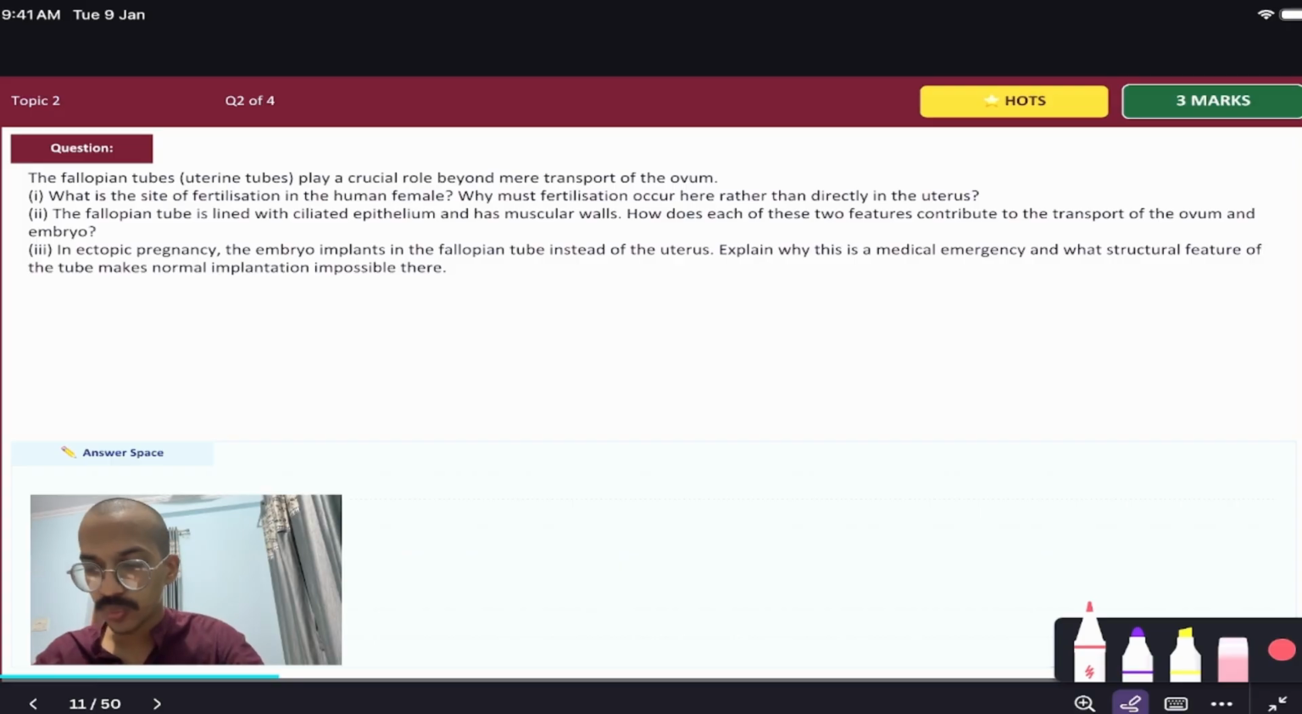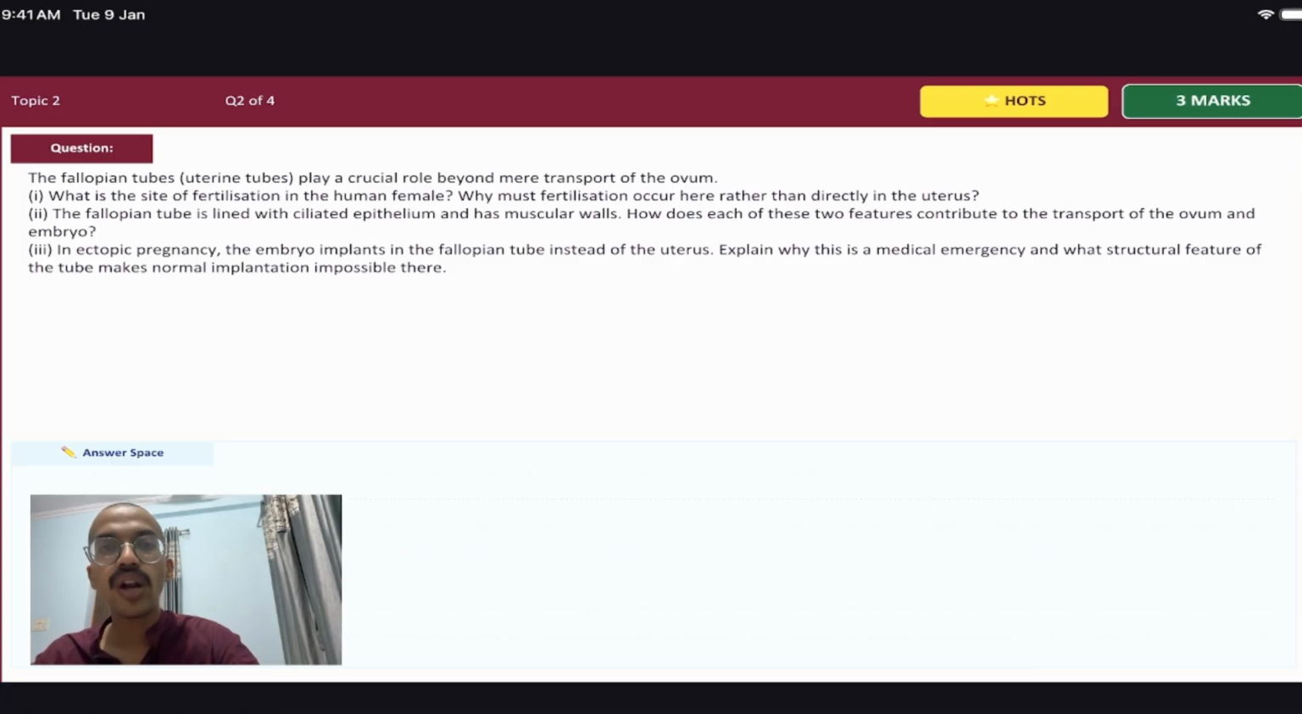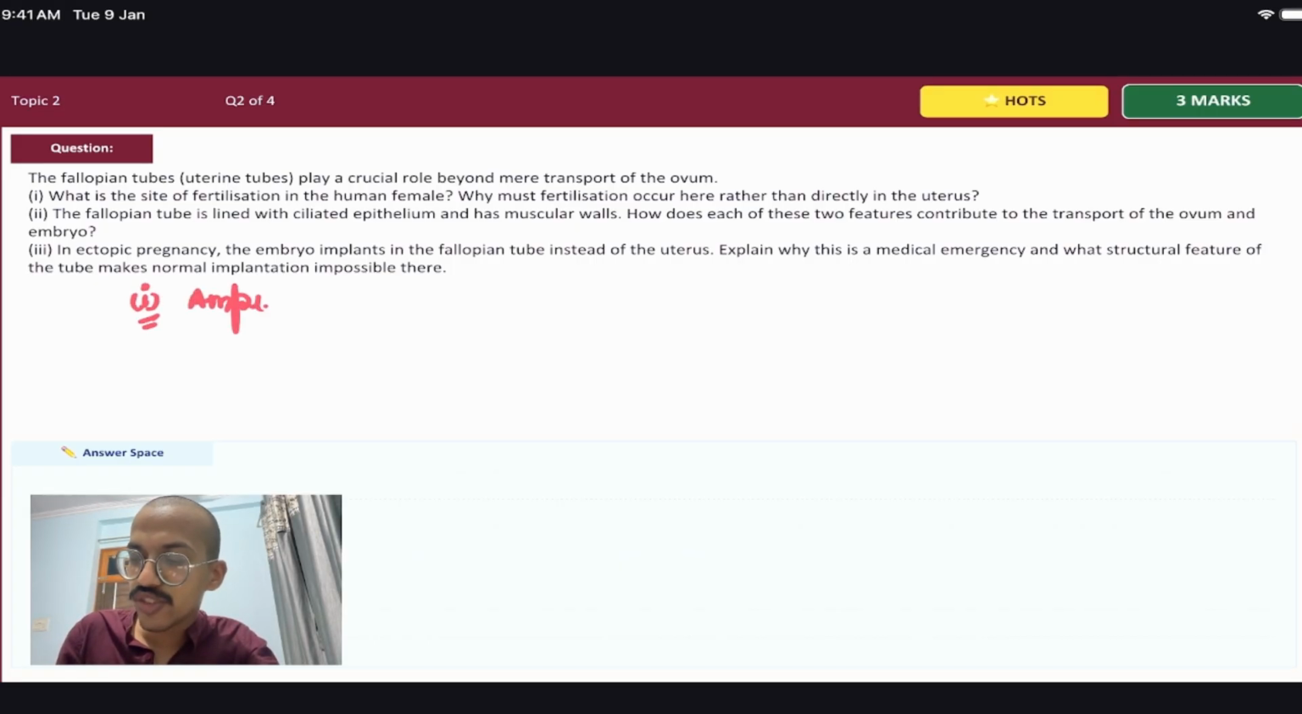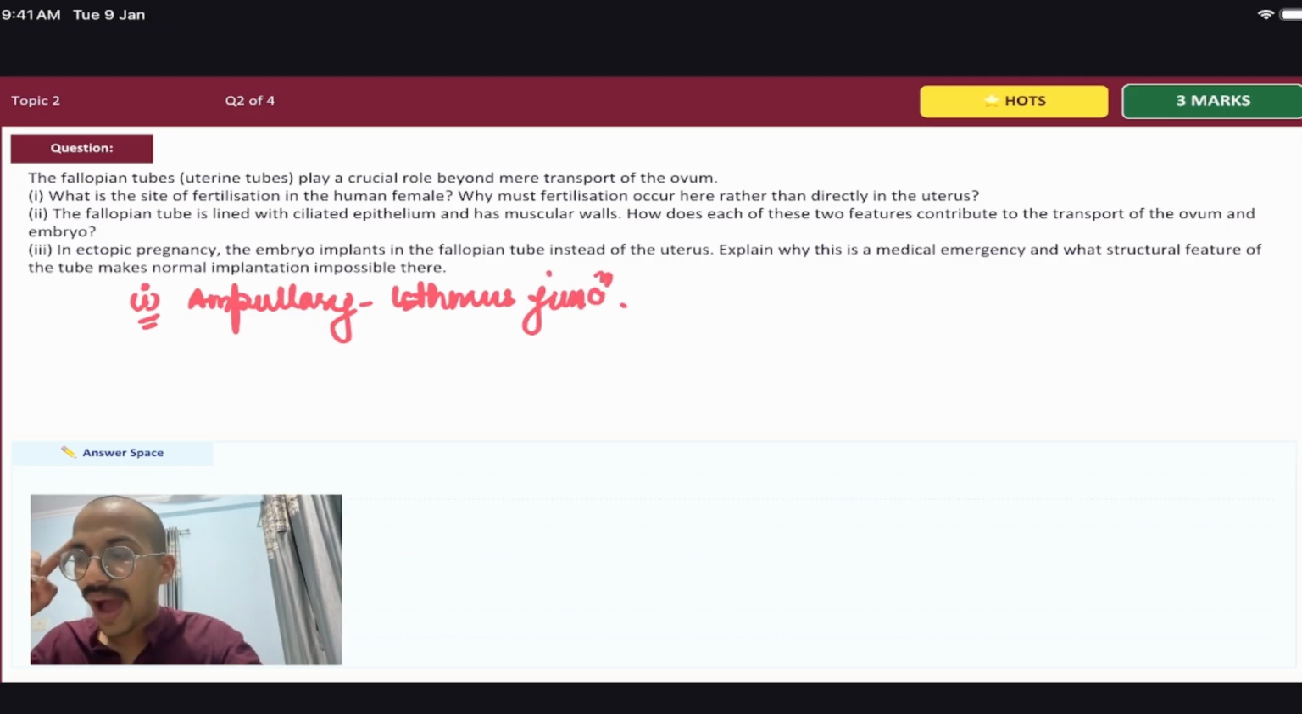Next, the fallopian tubes play a crucial role beyond mere transport of ovum. Okay, what else do fallopian tubes do? That we say that it's just not the transport of ovum. It is also the site of fertilization and the embryo development, right? Then what is the site of fertilization in human? As the question came itself, that is the ampullary isthmus junction. Okay. Why must fertilization occur here rather than directly in the uterus?